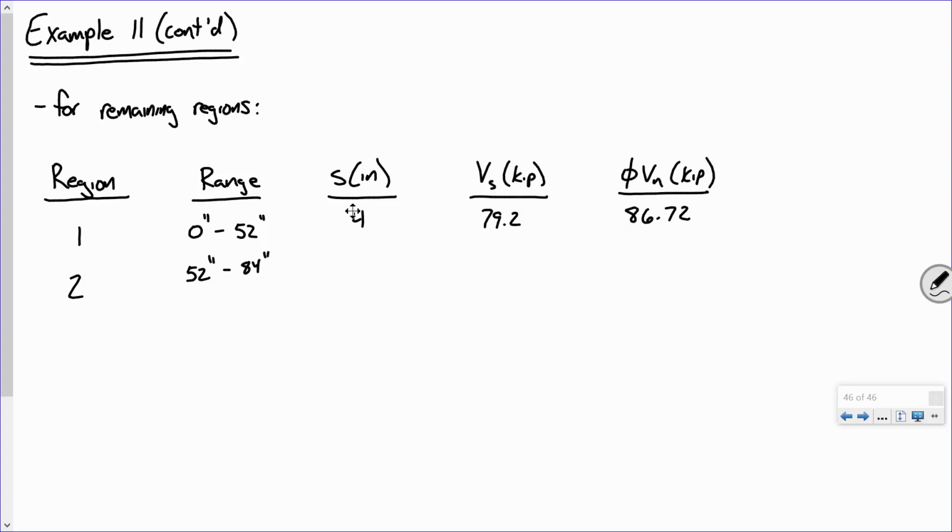All right. What's the spacing? Get that out of the way. Now, if you do the math, you're going to get that this is 39.6. It's half of V sub S, which makes sense because the spacing is doubled. And then 57.02.